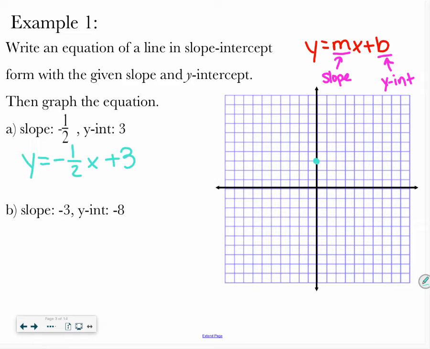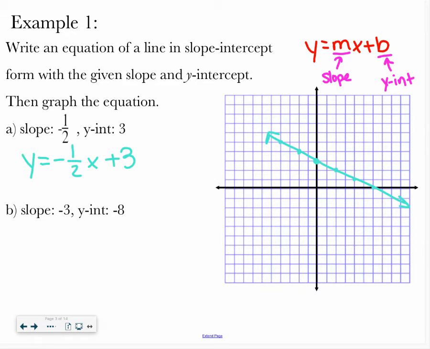Remember, slope is rise over run. So I have a negative 1/2. So I'm going to treat that 1 as my negative, and I'm going to go down 1, and then I go to the right, or the positive direction, 2. Down 1, right 2. If I wanted to go the other way, I could do up 1, left 2, because remember, left is negative on the x-axis, and then I just have to connect my dots, and there's my graph.